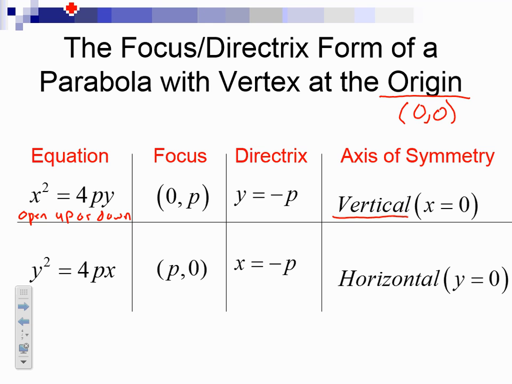Now, if we have y squared equals 4px for our equation, it's going to open to the right or to the left. So the focus is always going to be the point (p, 0). The directrix is always going to be at x equals negative p, or the opposite of p. And it's always going to have a horizontal line for the axis of symmetry at y equals 0.